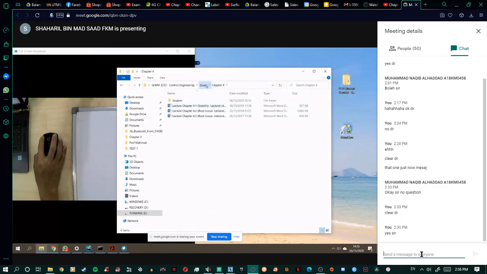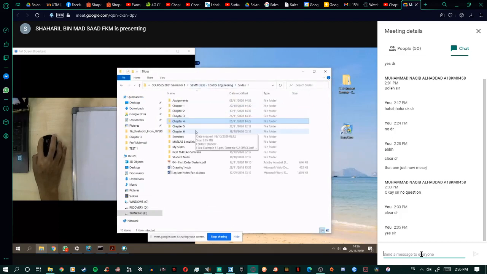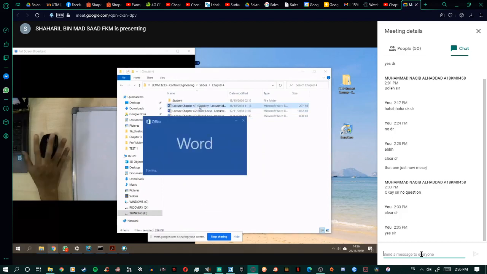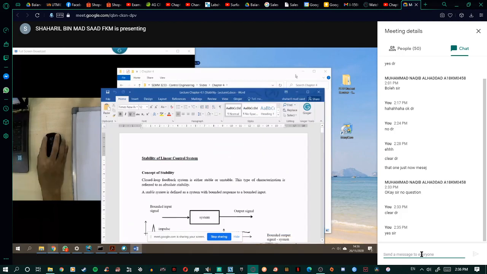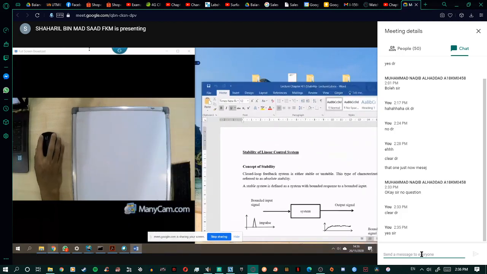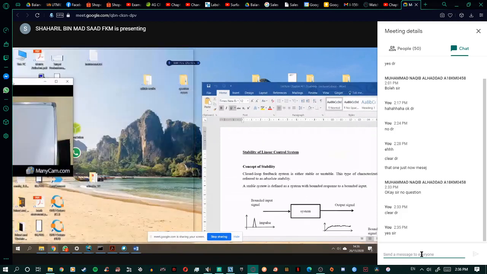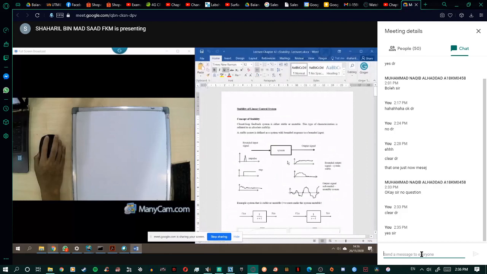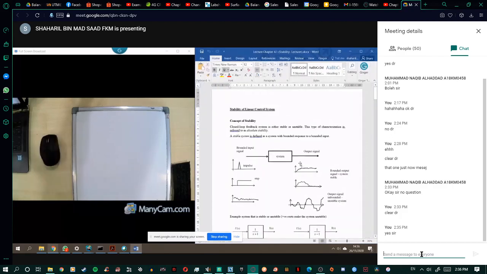Okay, now we are going to chapter 4. We have three more chapters for this subject. So we are going to look at stability. After this chapter it will be quite easy, right? And it will be quite interesting because it will involve a lot of mathematical calculation there. Okay, ready?